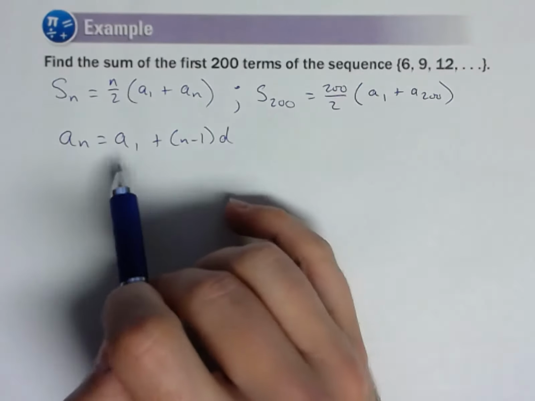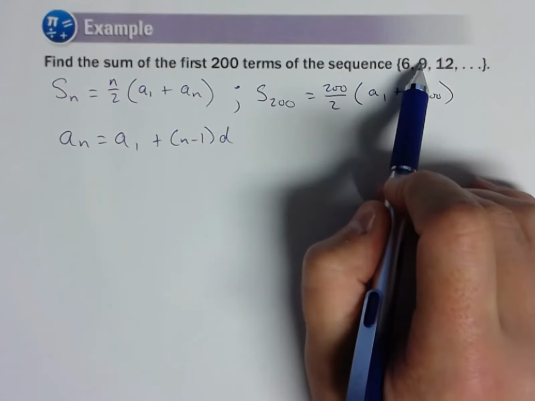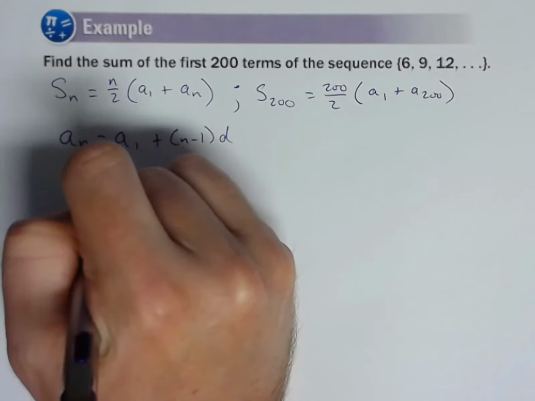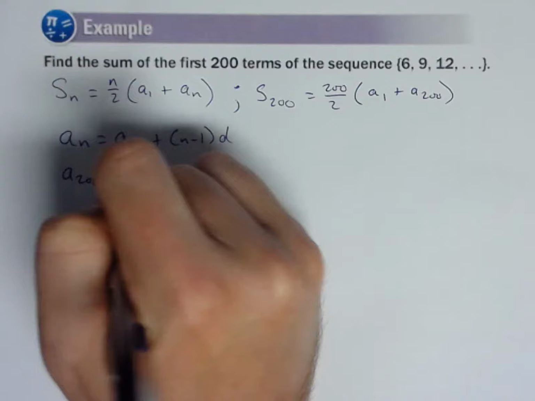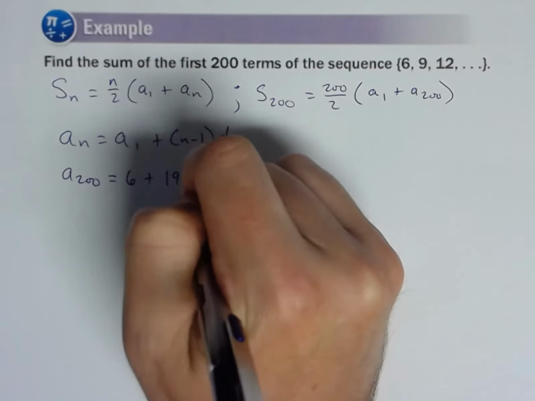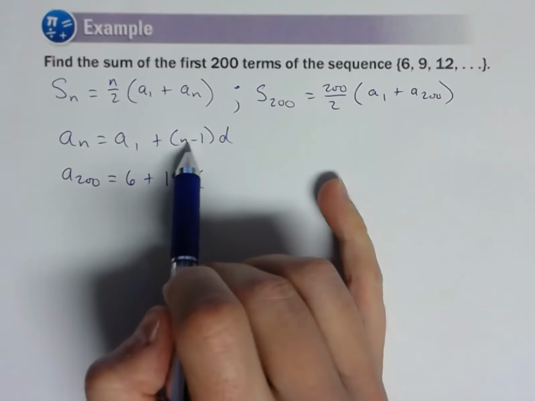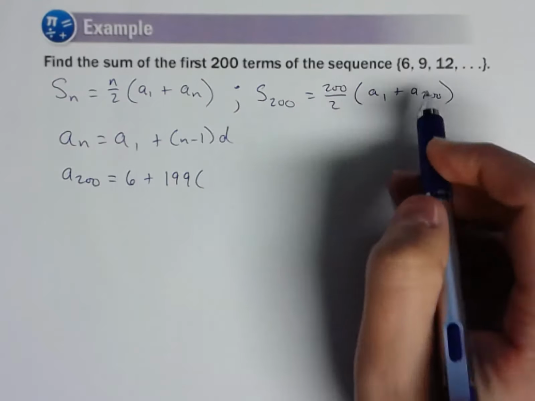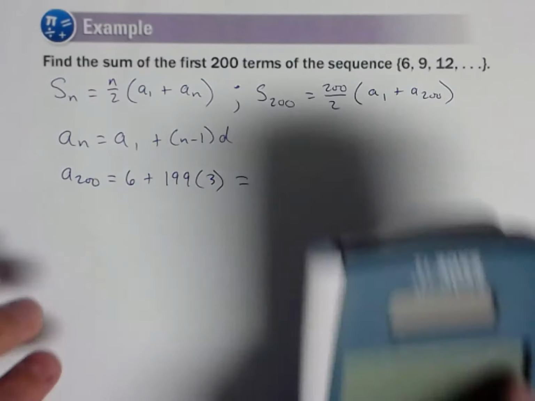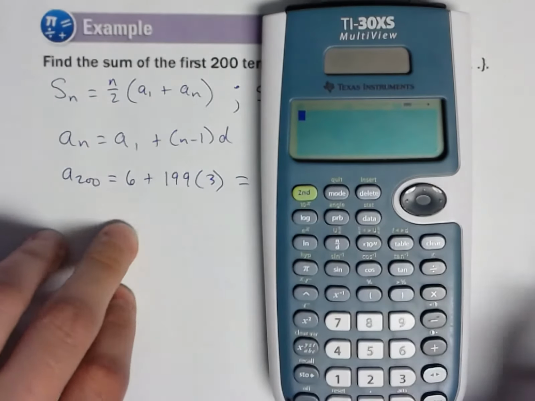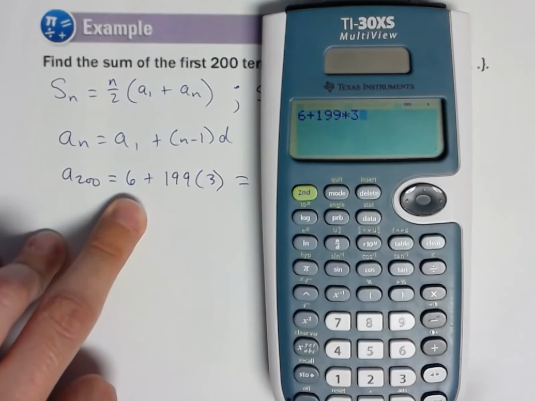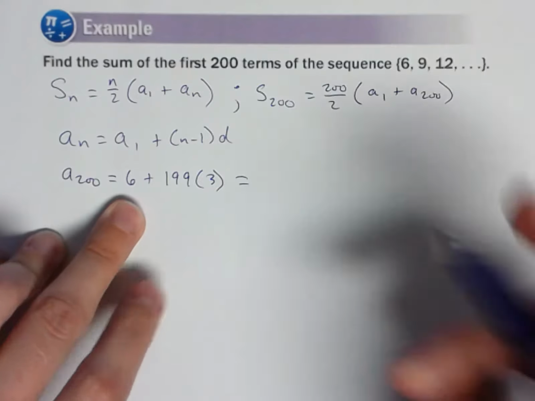Of course, our first term is 6. What's our d? Well, it looks like we're adding 3 each time. So the 200th term would be 6 plus 199, that's 200 minus 1, times 3. And let's see what that gives us. So we've got 6 plus 199 times 3. So 603 is that term.